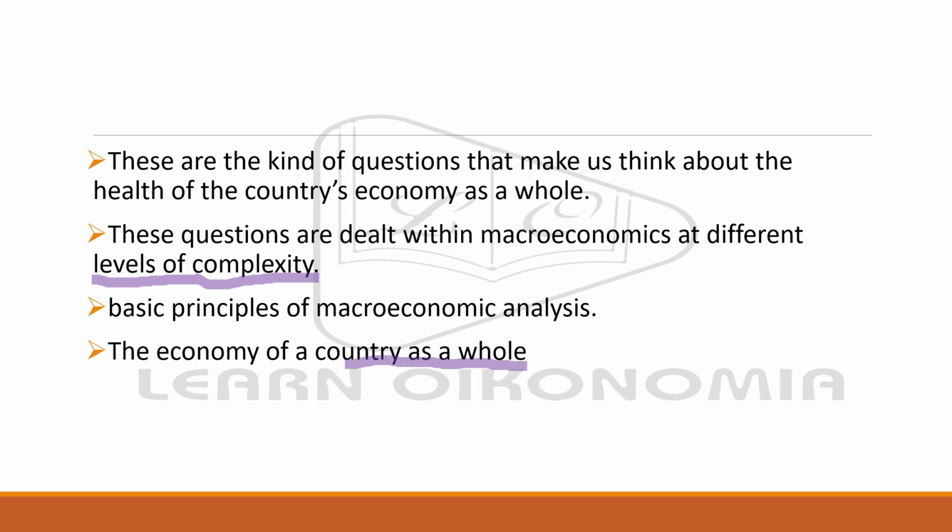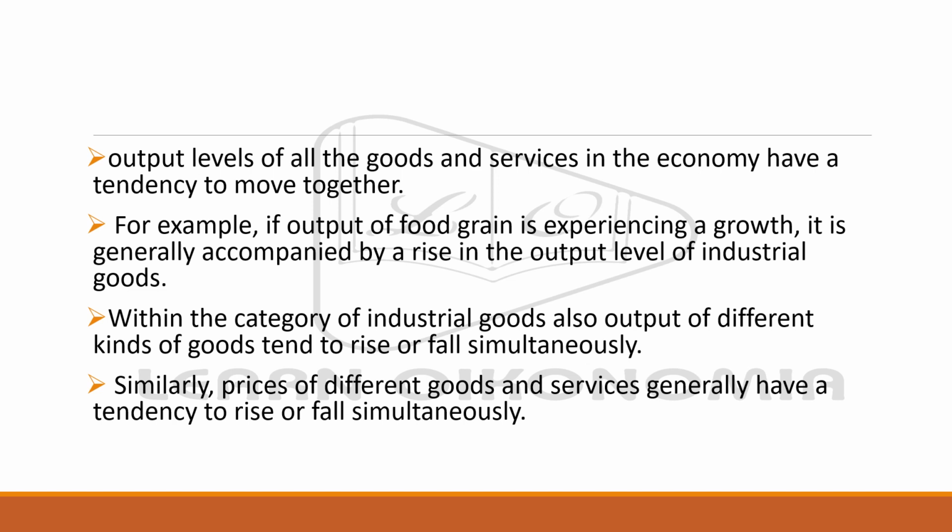When it comes to employment, we would be considering the aggregate employment scenario in our economy. When it comes to prices, we refer to the aggregate price level in the economy. So we are actually considering the economic situation in its totality. That is what macroeconomics is. And when it comes to output, we would be discussing the aggregate output in the economy. We can see that the output levels of all the goods and services in the economy have a tendency to move together.